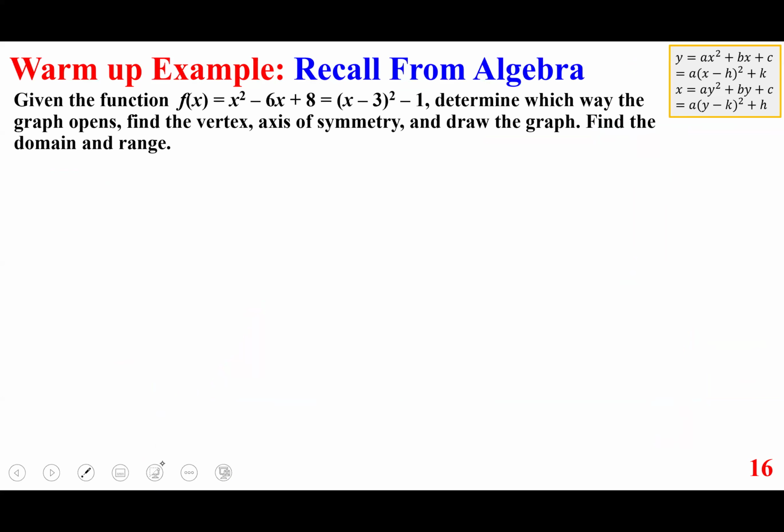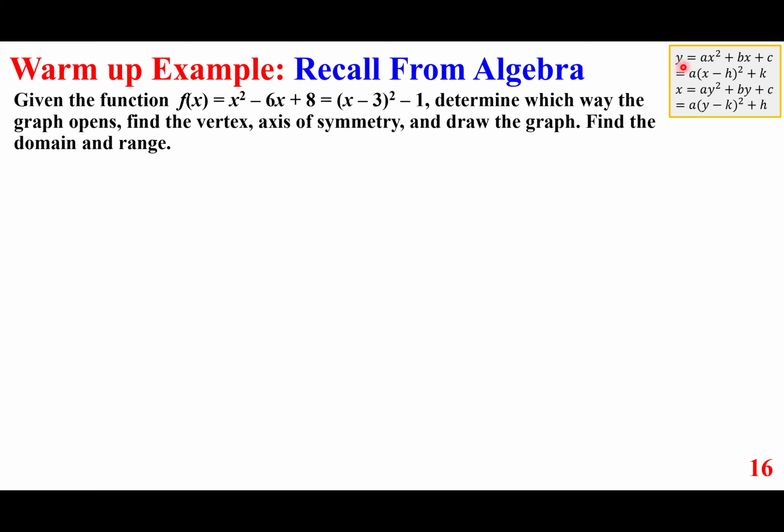All right. As a warm-up example, recall from algebra, given the function f of x equals x squared minus 6x plus 8, which is in the form (x minus 3) squared minus 1, determine which way the graph opens, find the vertex, axis of symmetry, draw the graph, find the domain and range. So this is what we have already done. I'm going to remind you of a couple of things. To go from this format to vertex format, you can do completing the square.